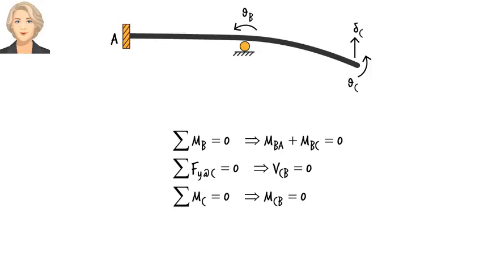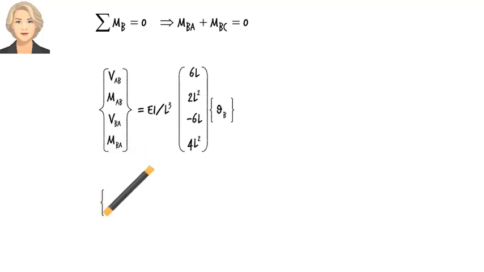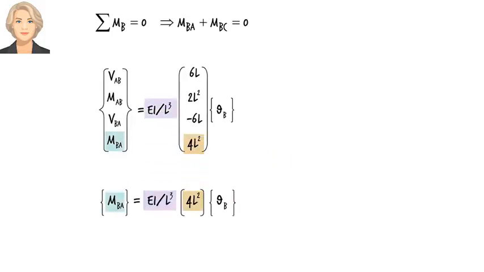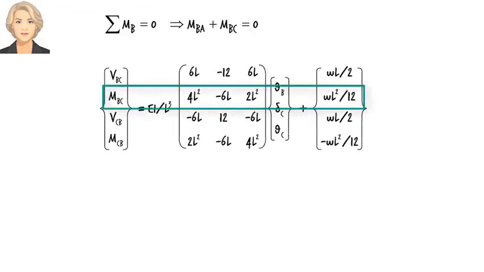Let's expand them using member matrices. In the first equation, we have MBA and MBC. We find MBA in the equations for member AB. Here are the equations in matrix form, and here is MBA in matrix form. For MBC, we need the equations for member BC. Here they are. And here is MBC in matrix form.